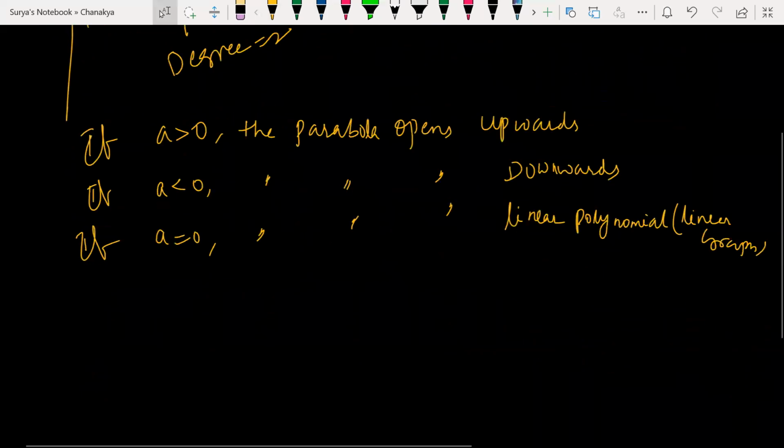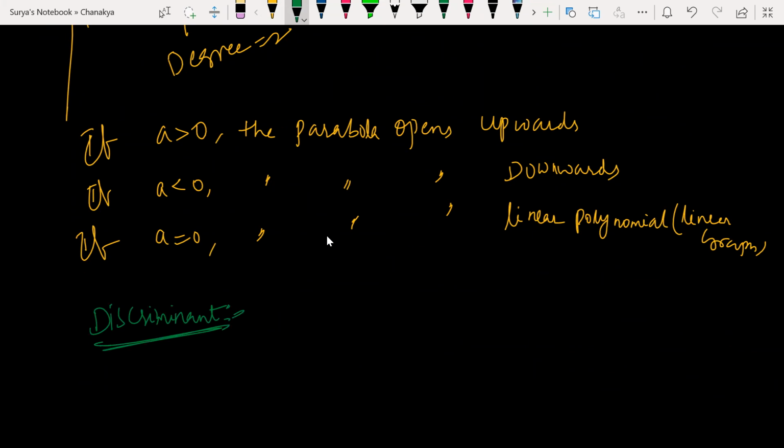Now, if I talk about the nature of roots, how many of you know the discriminant? Discriminant is a terminology called D is equal to b square minus 4ac. This is the formula for the discriminant.